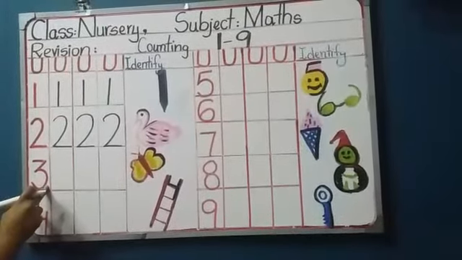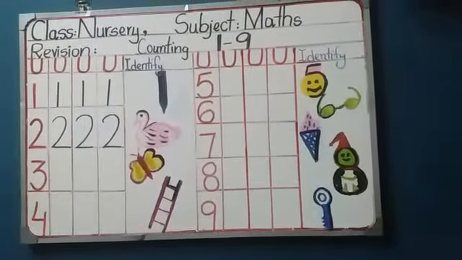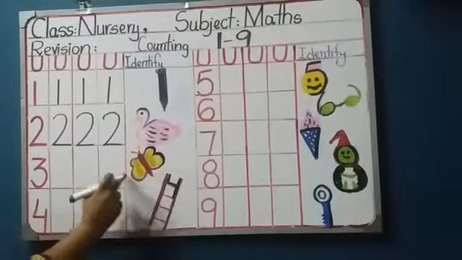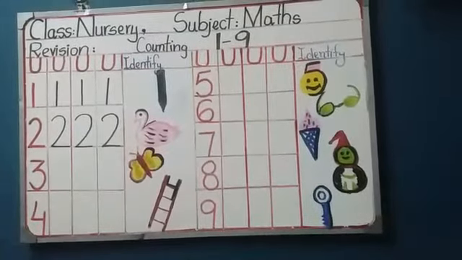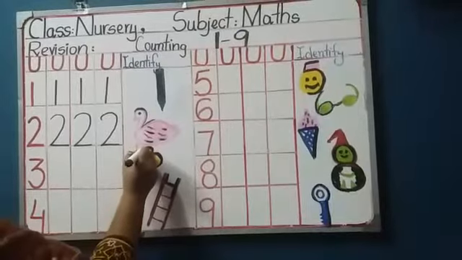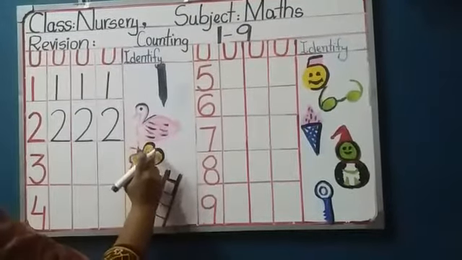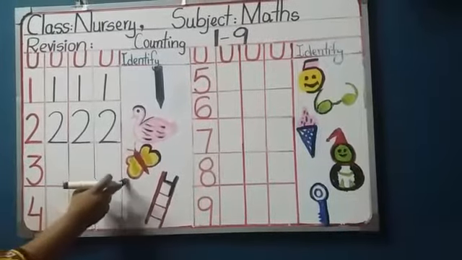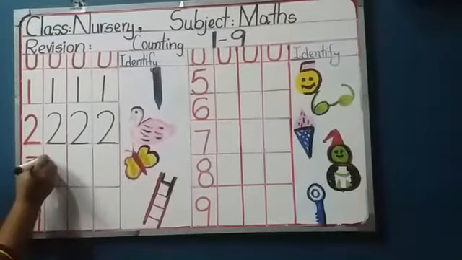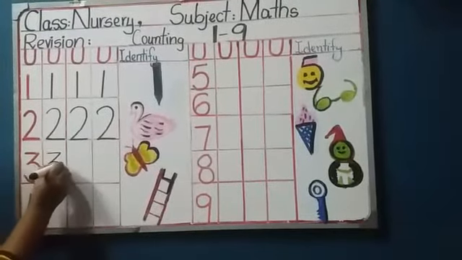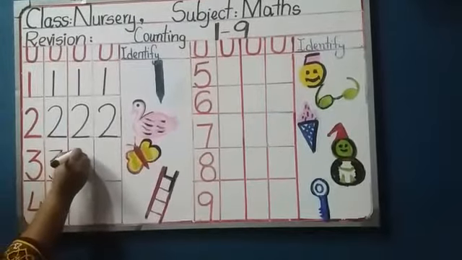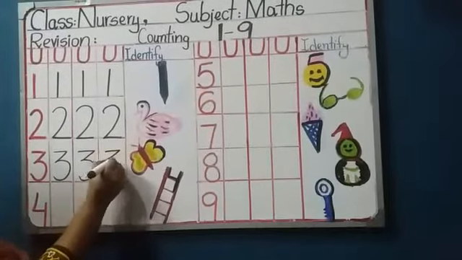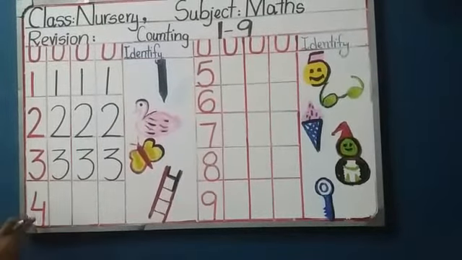Okay. Now what is this? This is 3. This is digit 3. So, now come on the picture. What is this? This is butterfly. You are looking at the picture? Look, 3. The shape of butterfly is matching with 3. So, we can identify 3. Now, let's start writing. 3.